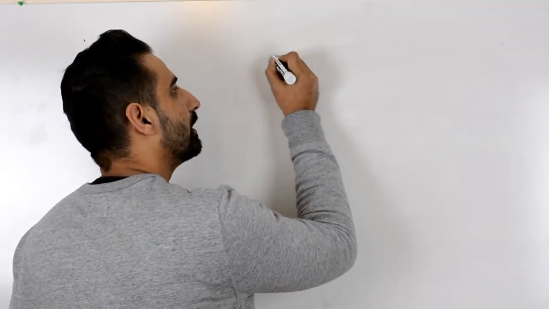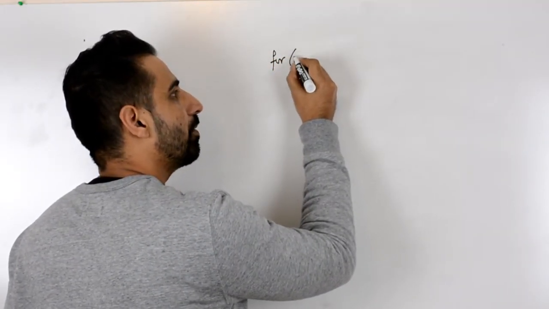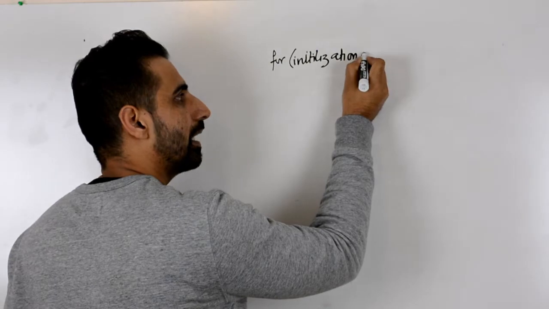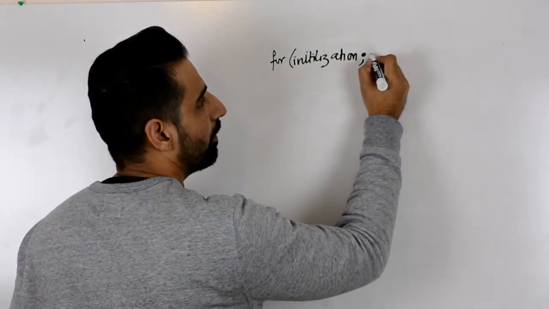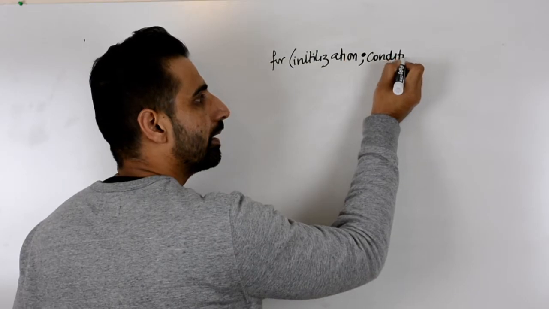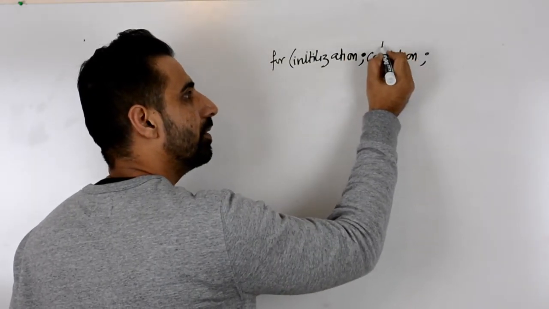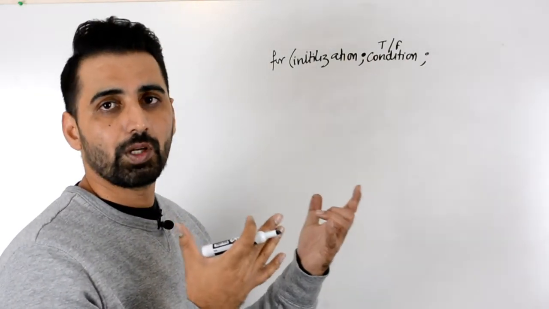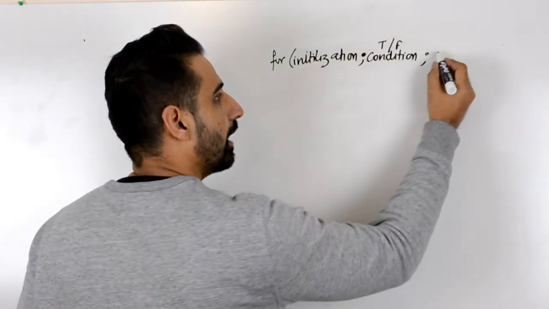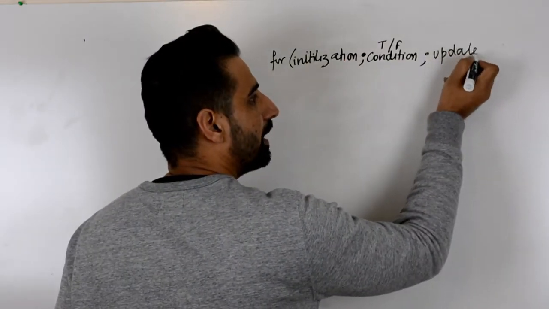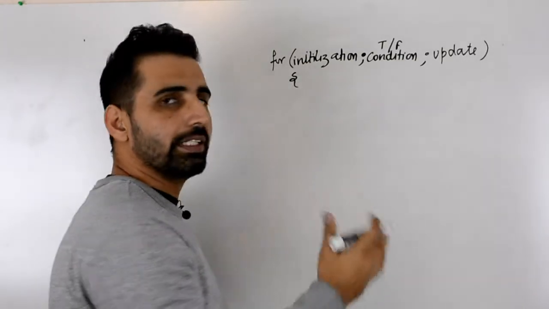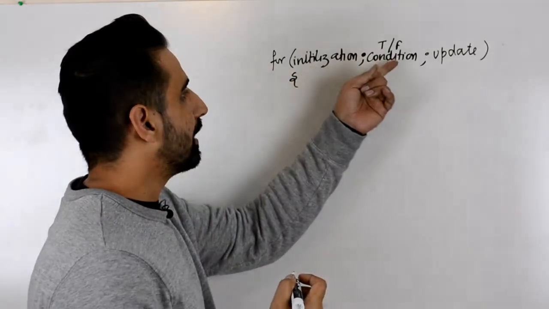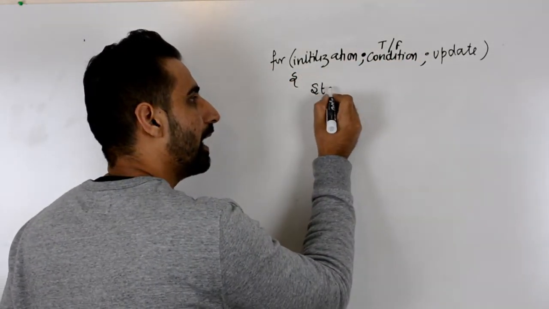The for loop syntax is: first we use for, then over here we have initialization, then a semicolon, and then we have the condition. The condition will always be true or false, meaning we use an expression that always results in true or false. And then we have the update. The update is the value that will change, which will cause our loop to end. So initialization, condition, and update, and then over here we have the statement.